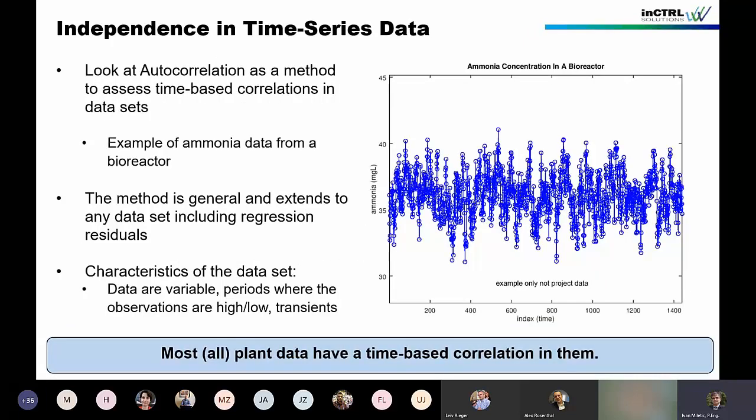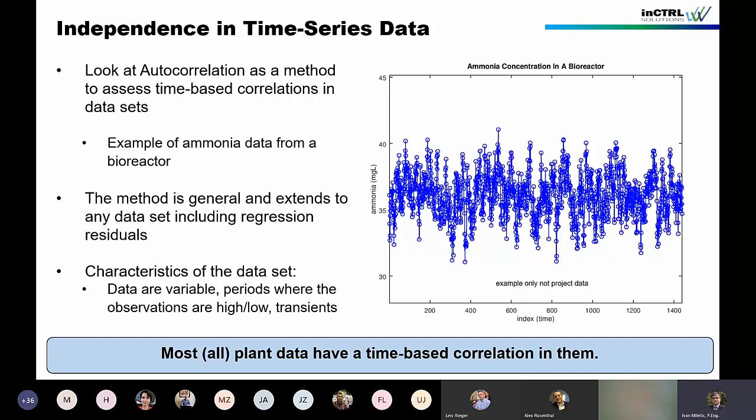So how does this work in basic terms? This is an example data set, and you saw it on a previous slide. It's basically ammonia data in a bioreactor, and this is not part of this project. It's just meant as an illustration. You look at a data set like this, and you might think, okay, I can clearly see that the data have a certain mean.